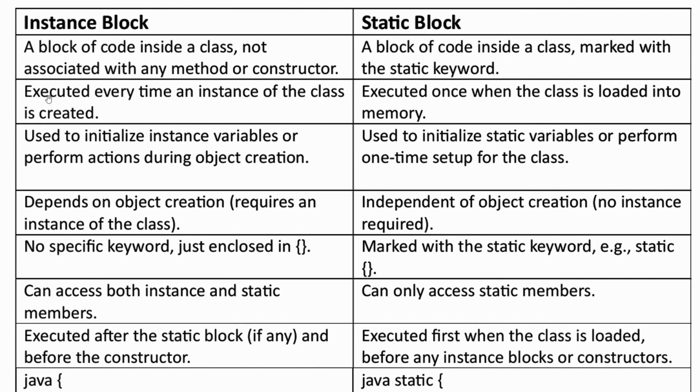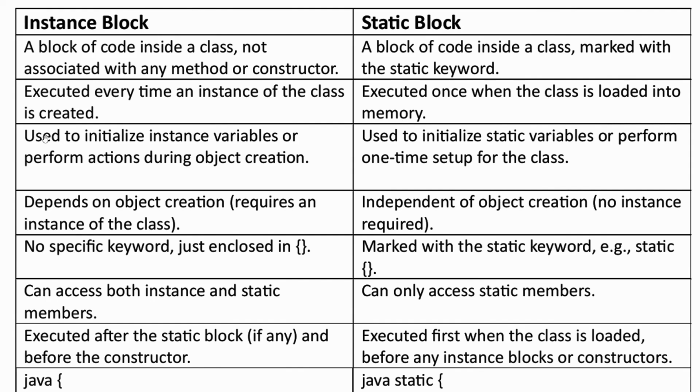The next point is that an instance block is executed every time an instance of a class is created. And a static block executes once when the class is loaded in the memory. So as an object is created for the class, the instance block executes every time. And the static block executes only once, at the time of loading the .class file into the memory.